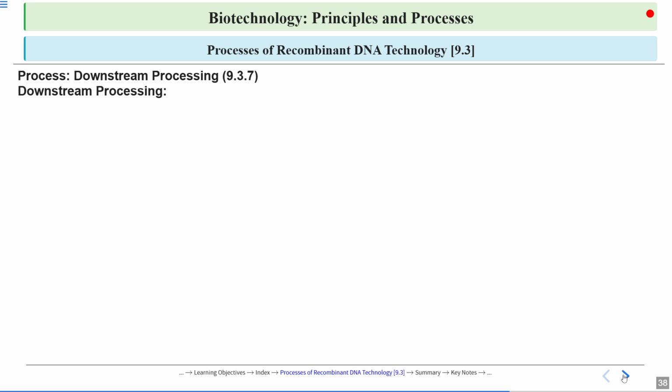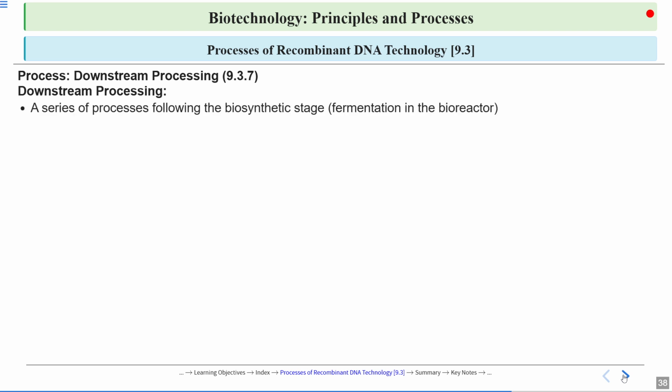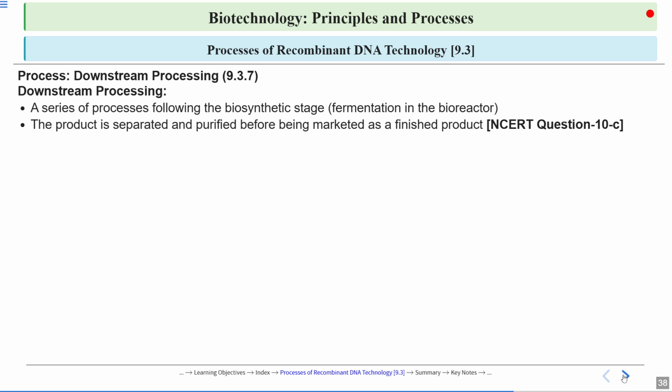Then after all this, what is the last step? That is downstream processing, which is a series of processes following the biosynthetic stage, that is fermentation in the bioreactor. After that stage, we have to do this downstream processing. The product is separated and purified before being marketed as a finished product. In short, in this step, we will separate and purify our product so that it is suitable for market use.